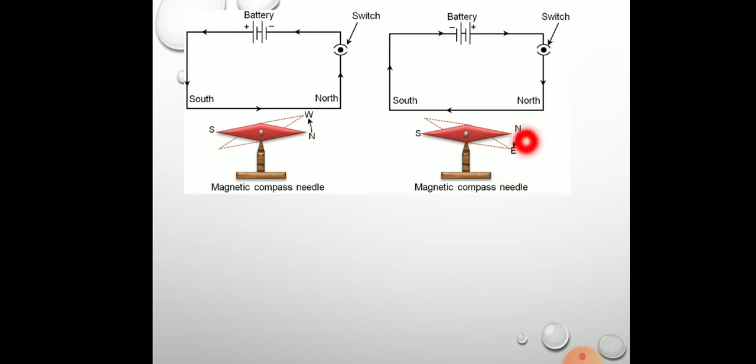So that means that when the electric current is reversed, the magnetic field direction also changes. It shows that there is a change in direction of the magnetic field.